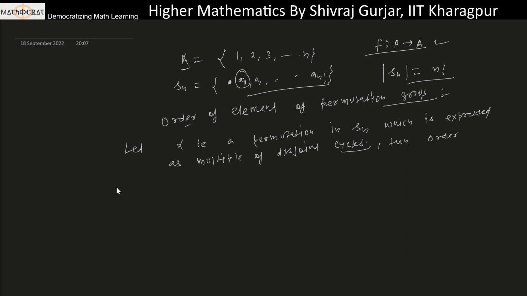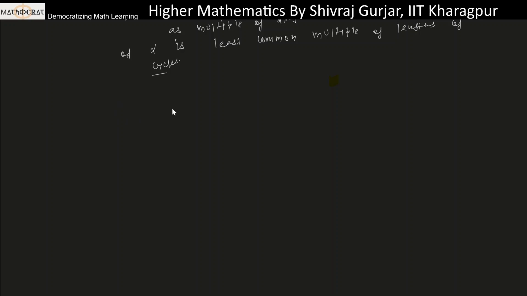If alpha is a permutation in Sn which is expressed so, then the order of alpha is the least common multiple of the lengths of cycles. Okay. Lengths of cycles. Now let us take that there is this cycle of, let's say, alpha, alpha square and so on, alpha n. This is a cycle of length m, right? Cycle of length m. That means alpha power m will be e.